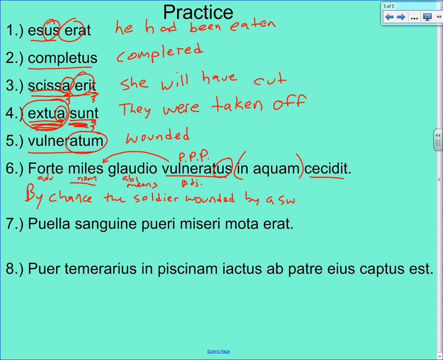I think I said it was cut. It's not its fault. He fell. Past, that's perfect tense. Fell. Where did he fall? Into the water.